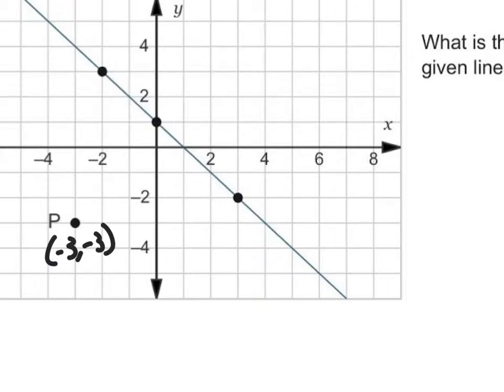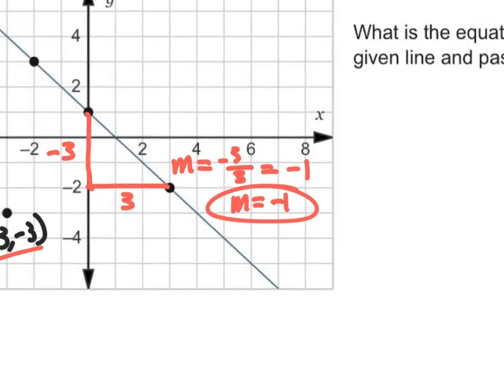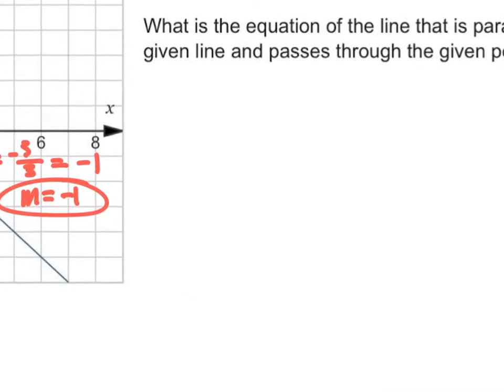Let's identify our slope. I'm going to go from one point to the next, and this is down 3 and then to the right 3. So my slope m is equal to negative 3 divided by 3, which is equal to negative 1. So if my slope is equal to negative 1, and I have a point on the graph that's negative 3, negative 3, that's all I need. Let me cross this out. My slope is equal to negative 1. Parallel lines have the same slope, so my parallel slope is equal to negative 1.